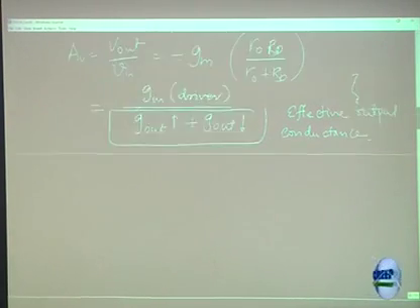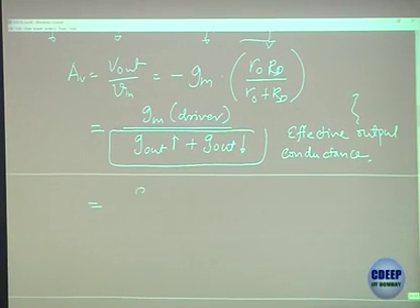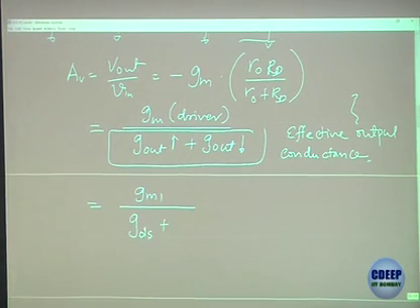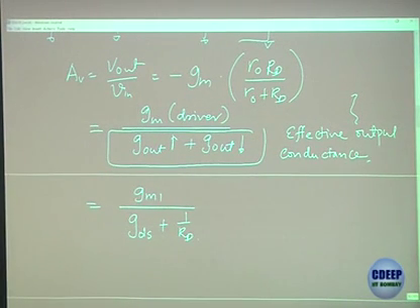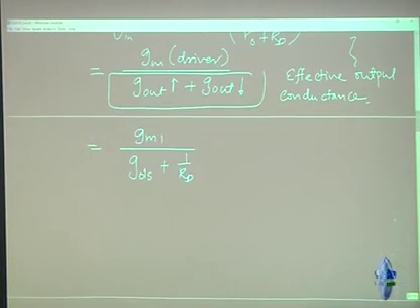And in this case it would be equal to GM1 divided by G out of the transistor, or GDS, plus 1 over RD, which is the conductance of the resistor, and again negative sign not to be forgotten. Now let's do a common source amplifier.